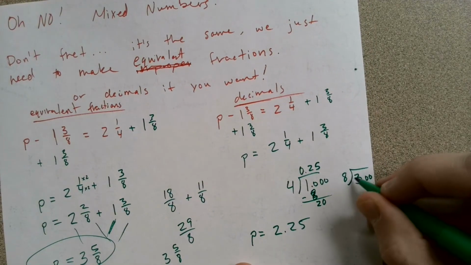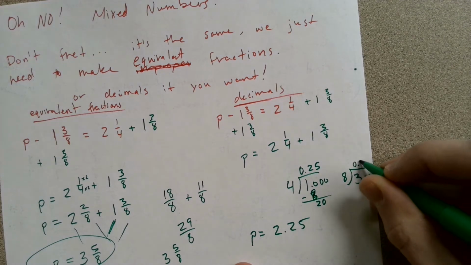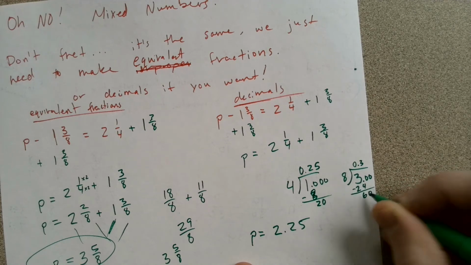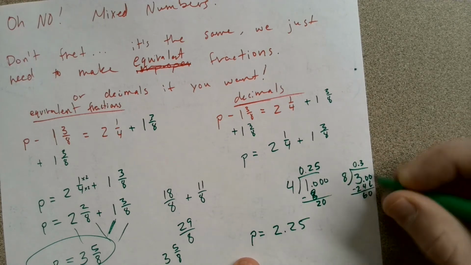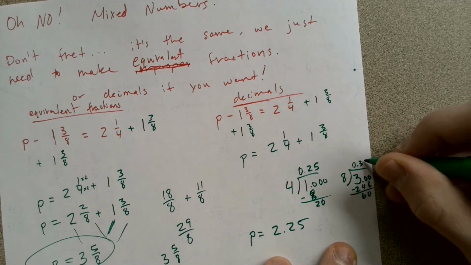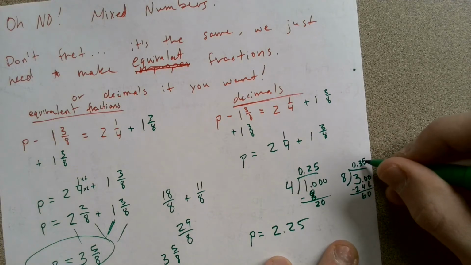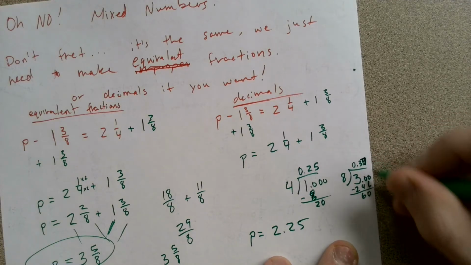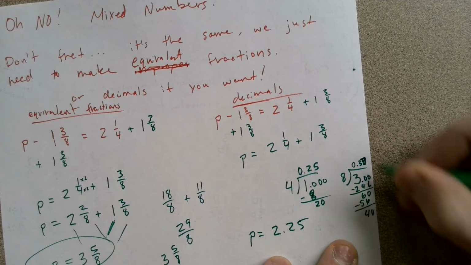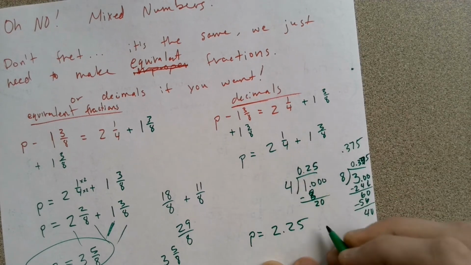Let's do this side. 8 goes into 3, 0 times. Goes into 30, 3 times is 24. Subtract that out. We get 60. Pull down a 0. We got 60. 8 goes into 60. Let's see. 5 times. Oh, excuse me. That is bad math. 7 times is 56. Subtract that, pull down a 0 to get 40, and it goes in 5 times, and we get 0.375. Tag the 1 along with it.